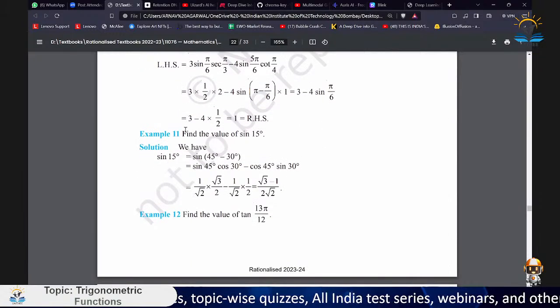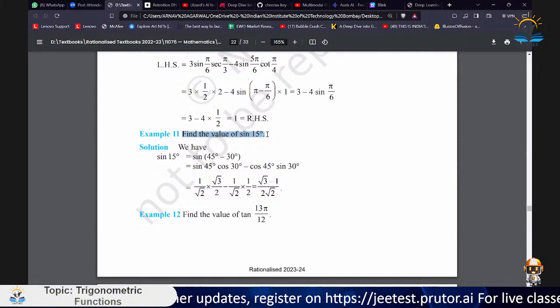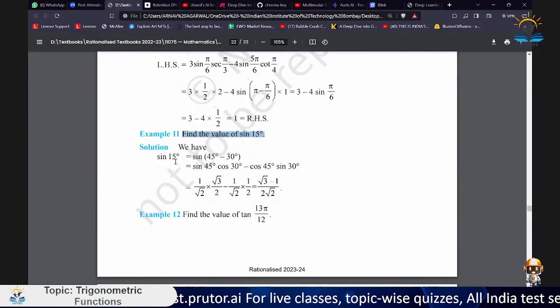Now these things also come very handy: sine 15 degree, cos 15 degree, tan 15 degree, cot 15 degree. All those values can be derived easily, and it's good if you remember those, okay? Because sometimes they come handy in JEE Mains. Not always, but still sometimes. Let's say we need to find sine 15 degrees, okay?